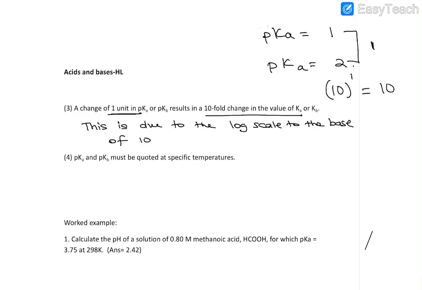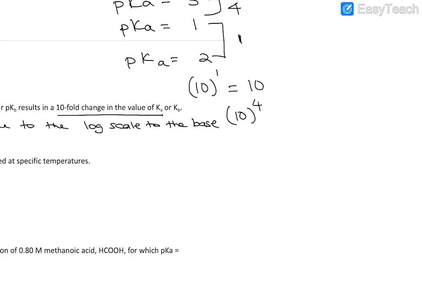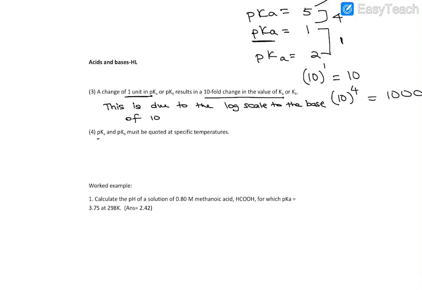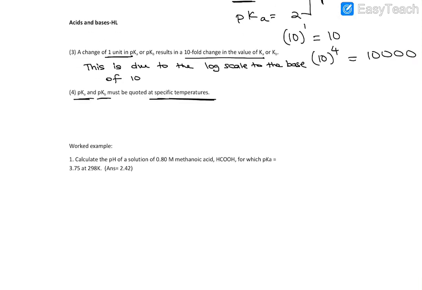If the difference is, let's say the pKa value is 5, so here the difference is 4, therefore you will have a 10 to the power of 4-fold, which is going to be 10,000 times. So this is going to be 10,000 times weaker compared to this acid. The next point is that pKa and pKw values should be quoted at specific temperatures. These are temperature dependent values.